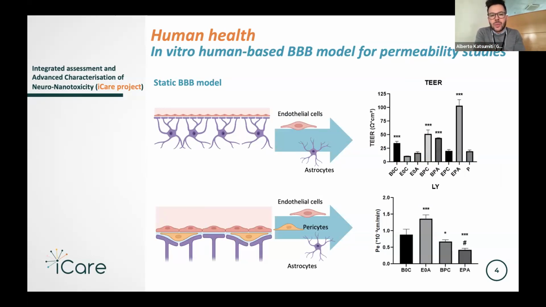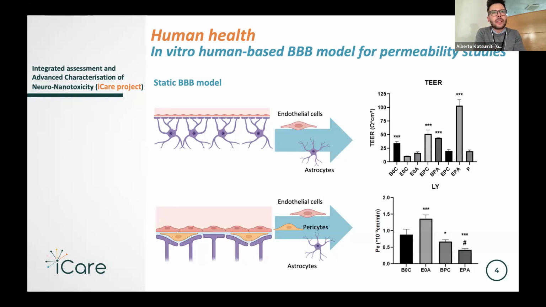slide. In this first part of the development, we are testing different cell lines to use in these models. In this first set, we are exploring the possibility of using just 2 lines, for example endothelial cell lines and also astrocytes. And then in the second part, we are testing 3 types of cells in the same system: endothelial cell lines, pericytes and astrocytes.